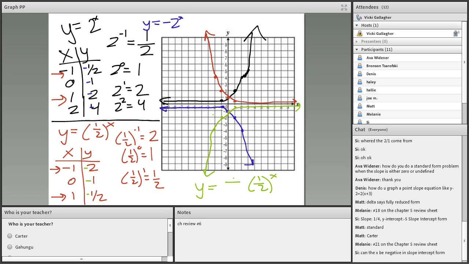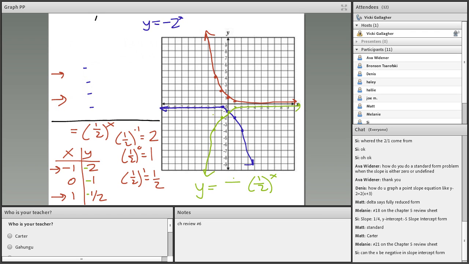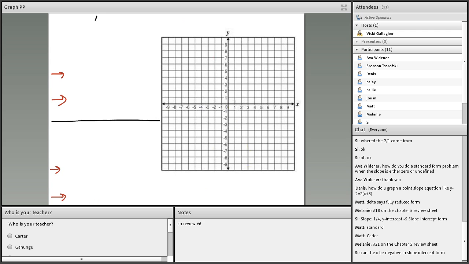Yes, x can be negative in slope intercept. That would be fine. The y cannot, though. The y cannot have a negative symbol with it in slope intercept form.